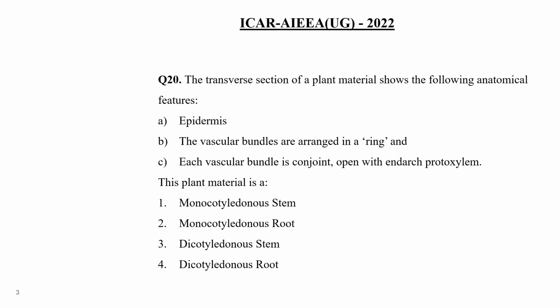Clear? Next question. Transverse section of plant material showing the following anatomy features: epidermis on the outer side, vascular bundles in a ring. Each vascular bundle is conjoint, open and with enlarged protoxylem. With these 3 or 4 characteristic features, we have to analyze what kind of plant material this is. So quickly take 5 to 10 seconds, then we will discuss the right answer.